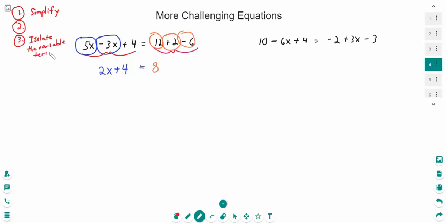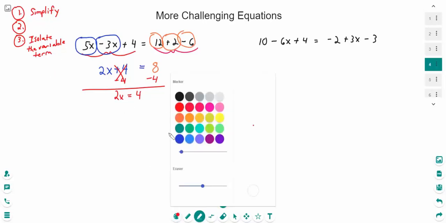All right. So in other words, that third step, which is in this case our second step, we want to isolate the variable term. So find the variable term, which is the 2x. We want to isolate that, get it by itself. So to do that, we are going to subtract the 4 from both sides. These will cross out. We end up with 2x is equal to 4.